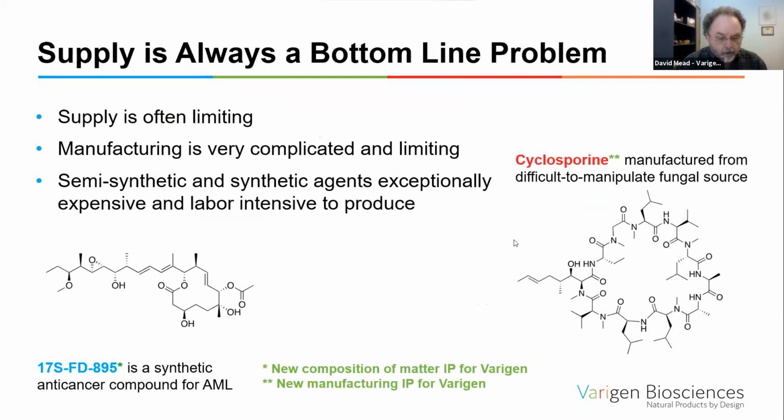Natural products are small molecule therapeutic compounds made by microbes and plants, and some of them are very complicated and can be difficult and expensive to manufacture and purify, especially semi-synthetic compounds that are chemically modified to produce better versions. 17S FD895 is a potent first-in-class anti-cancer compound for AML that can only be made using synthetic chemistry right now. And another example of one we're pursuing is cyclosporin. It's manufactured from a very difficult to manipulate fungal source. Using a new generation of synthetic biology tools, we can make these faster and more affordable.